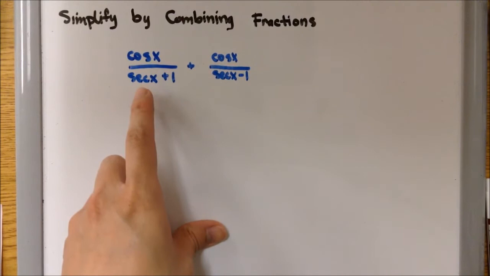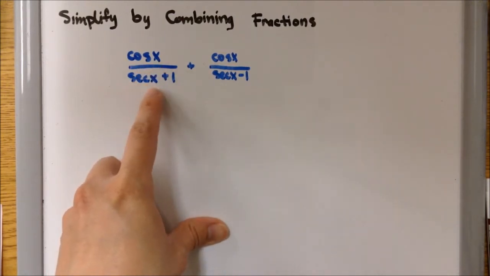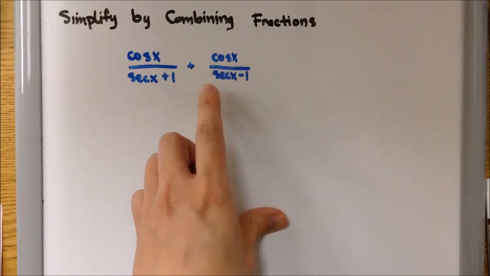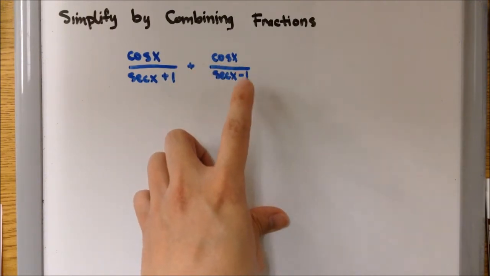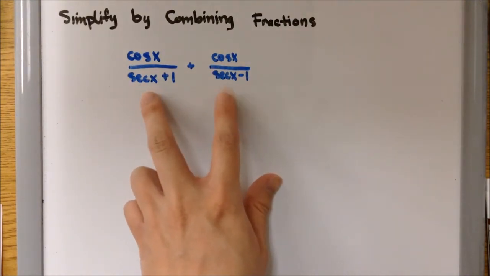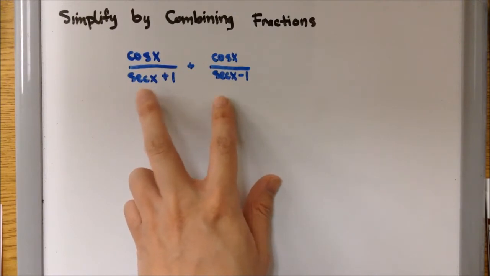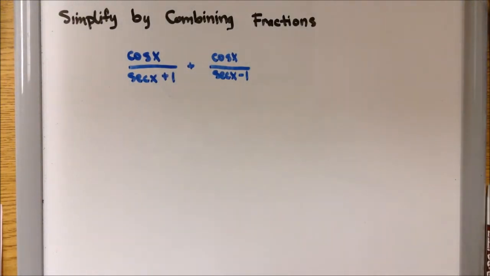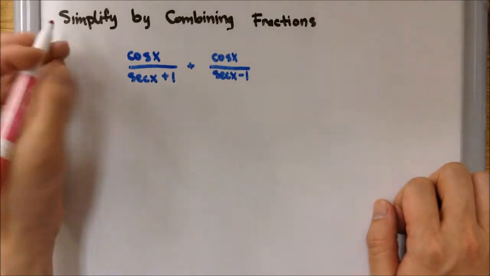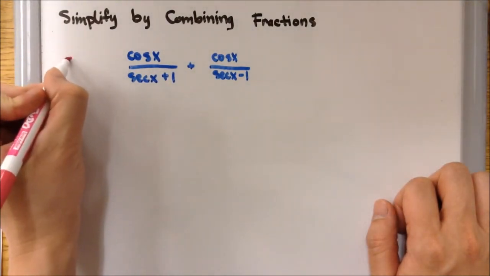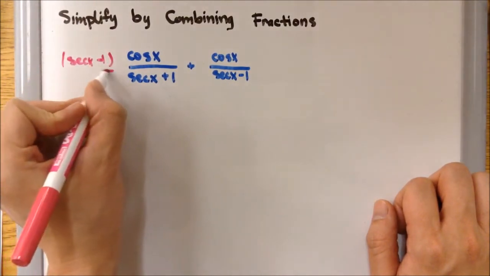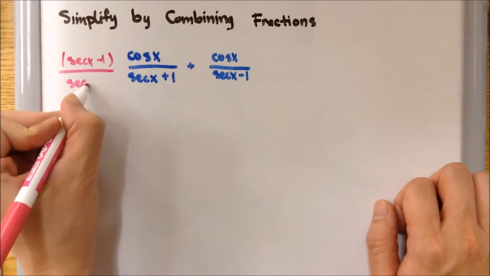In the second example, we have cosine of x over secant x plus 1, and then plus cosine of x over secant of x minus 1. So they're not exactly the same, so therefore they're different denominators, so they need to be the same. So what I'm going to do is I'm going to multiply the left fraction by this one right here, top and bottom, secant of x minus 1 over secant of x minus 1.